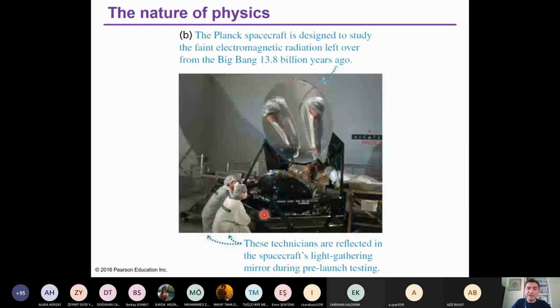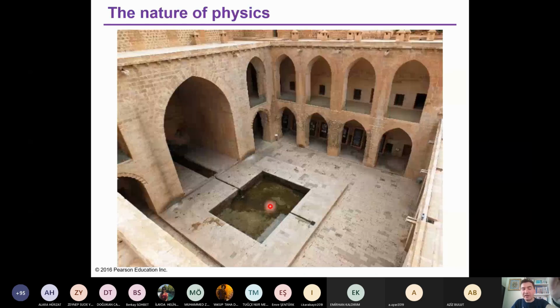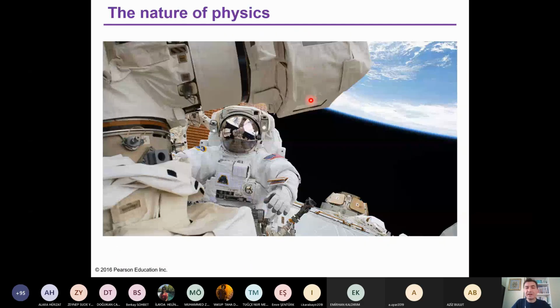You send this spacecraft to space and you collect the electromagnetic radiation. So the idea is the same. Light, electromagnetic radiation comes from space to the surface of this perfect mirror, okay? So the mechanism is the same. Here, another type of experiment, a very new one.